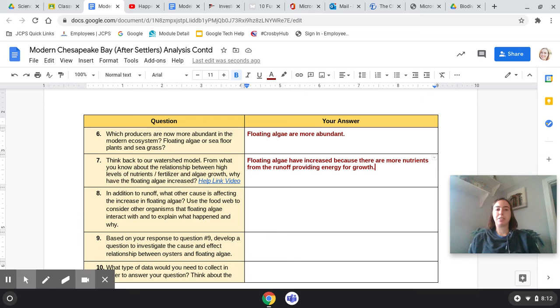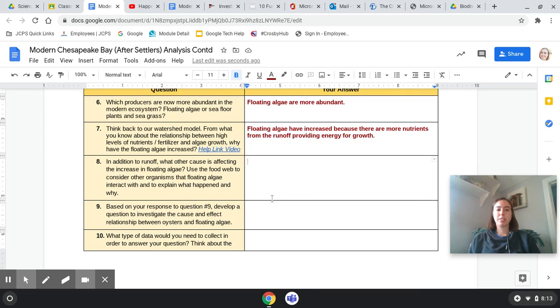I have typed in my answer to question 7. Floating algae have increased because there are more nutrients from the runoff providing energy for growth. So this is the runoff, the fertilizer has increased the number of floating algae as it has provided nutrients for the floating algae to grow and become abundant.